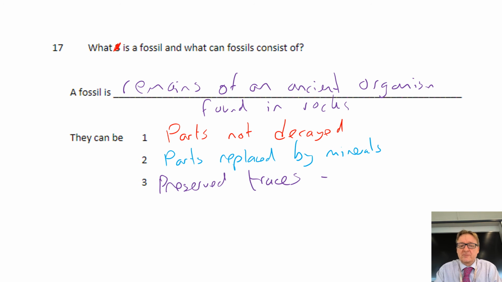Okay, so examples that we could maybe have. Parts not decayed, right? In Russia, they found a woolly mammoth, right? And it was in the permafrost and it had been frozen very, very deeply for a long period of time. And they found almost like real hair. Parts replaced by minerals, right? That is then your typical fossil that you may well think of, where you see the pattern of it in a rock, where the actual structure of it has then become crystallized. And preserved traces could be footprints, right? Where there are certain places in the world where there are dinosaur footprints.